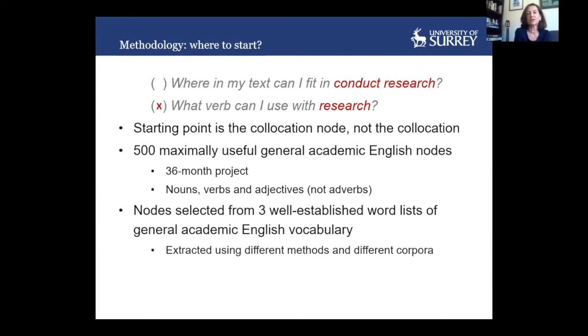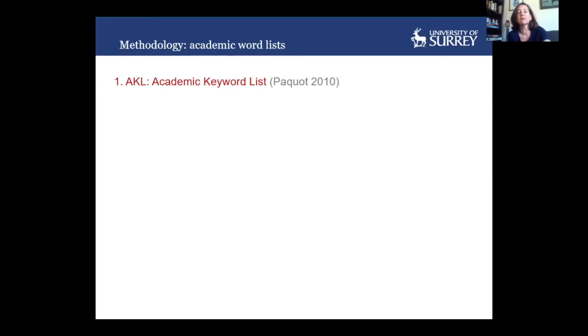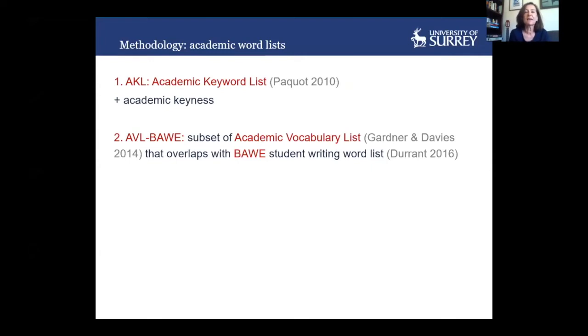These lists are extracted using different methods in different corpora, and our aim was simply to build on the strengths of each list. So we used the academic keyword list developed by Magali Paquot in Belgium, and its focus is on academic keyness, on words that are particularly salient in academic English when compared with general language. We used a subset of Gardner and Davies's academic vocabulary list, which is too big. It contains 3,000 lemmas and we couldn't use them all. We didn't have time. So we used a subsection that overlaps with student writing from the British Academic Written English Corpus. So that's UK university student writing. So the emphasis here is on novice academic writing vocabulary.